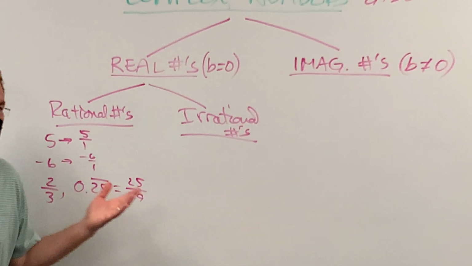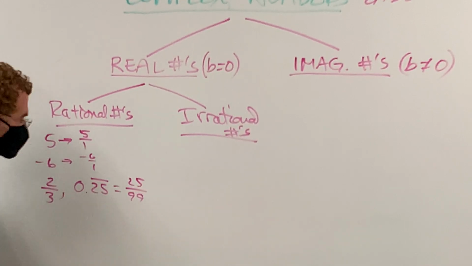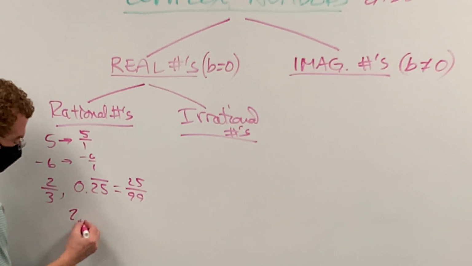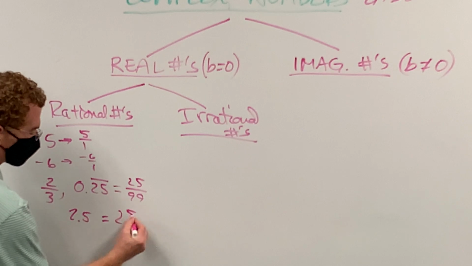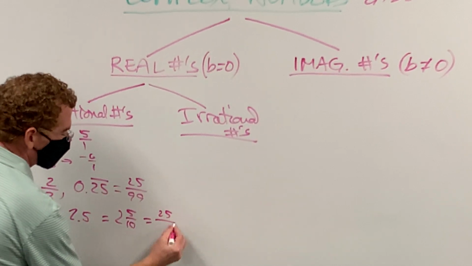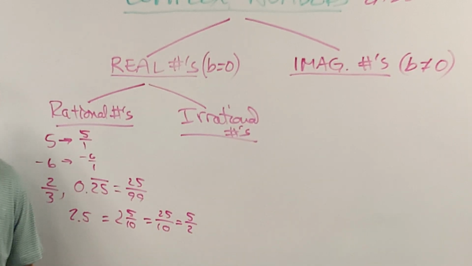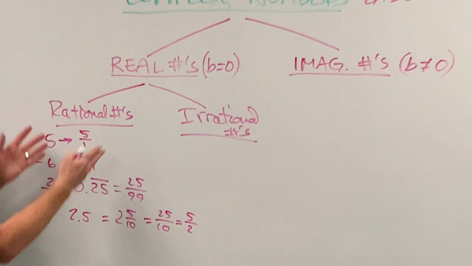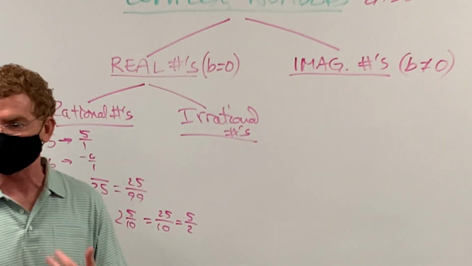So basically any whole number, integer, fraction of 2 integers, repeating decimal, terminating decimal, 2.5 would be 2 5/10, right? Or what, 25/10, or even a simplified version of that, 5/2. You track with me? So all of those end up being rational numbers, but the definition is it can be rewritten as a fraction of 2 integers.